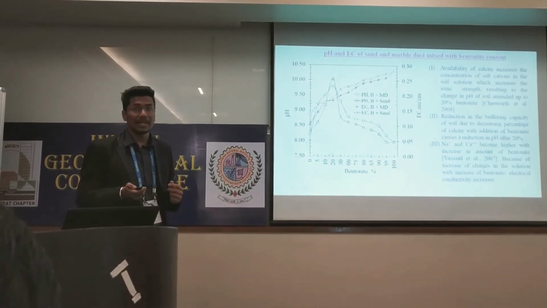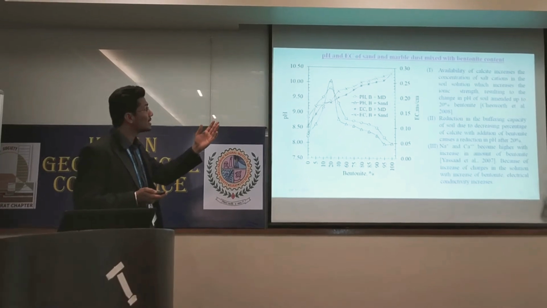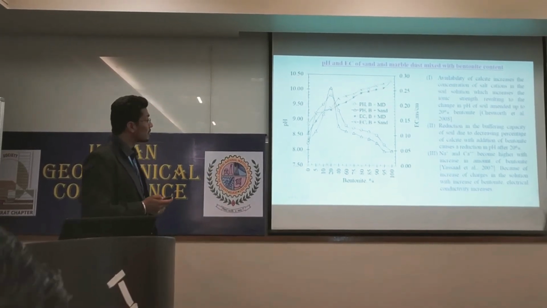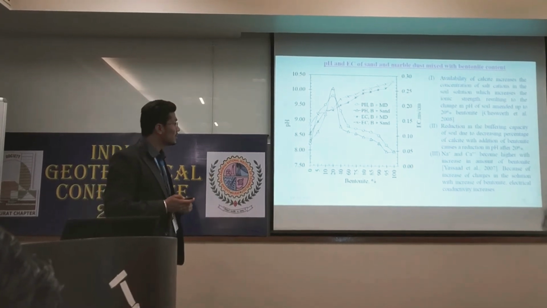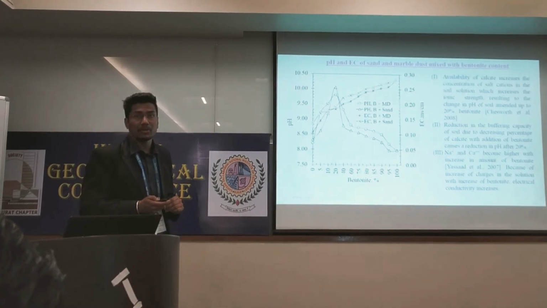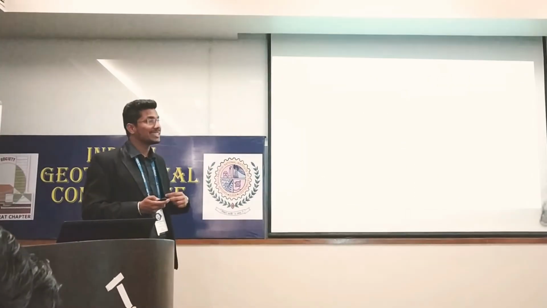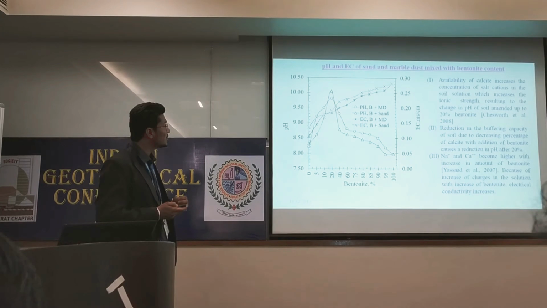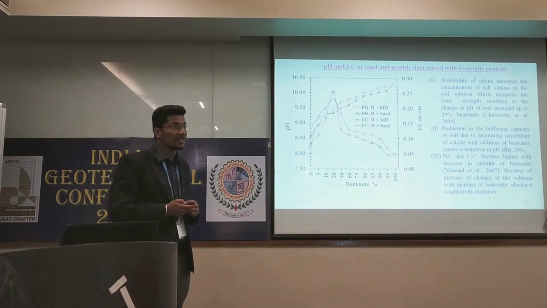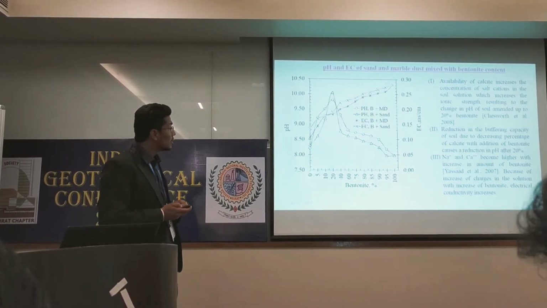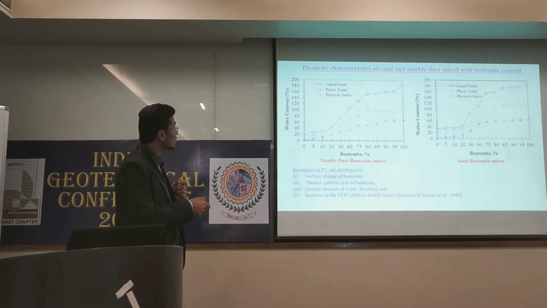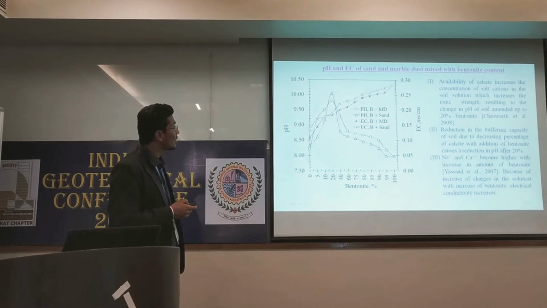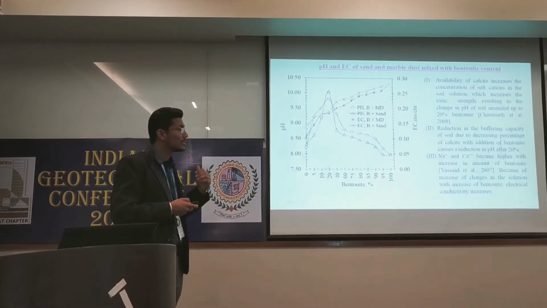Further, the experimental part, where the pH and EC of sand and marble dust mixes with the bentonite content, shows that with the addition of bentonite, the pH initially increases. Further addition of bentonite decreases the pH. This is because of the increment in the ionic strength. Further reduction in the pH is due to the increment in the buffering capacity of the mixture. As you can see here, the electrical conductivity of the mixture is increasing trend.